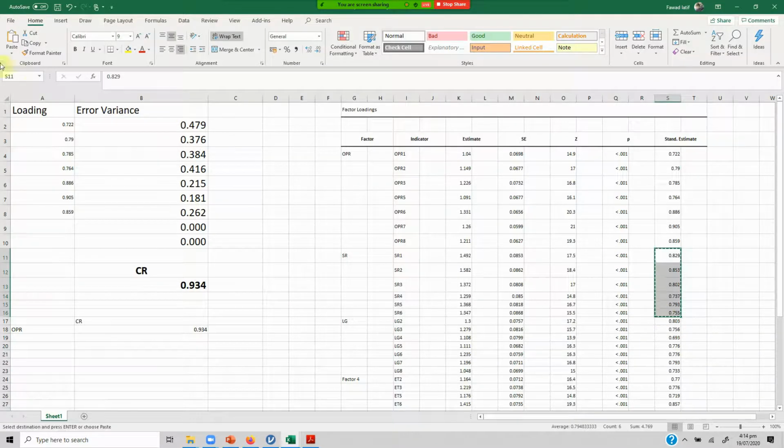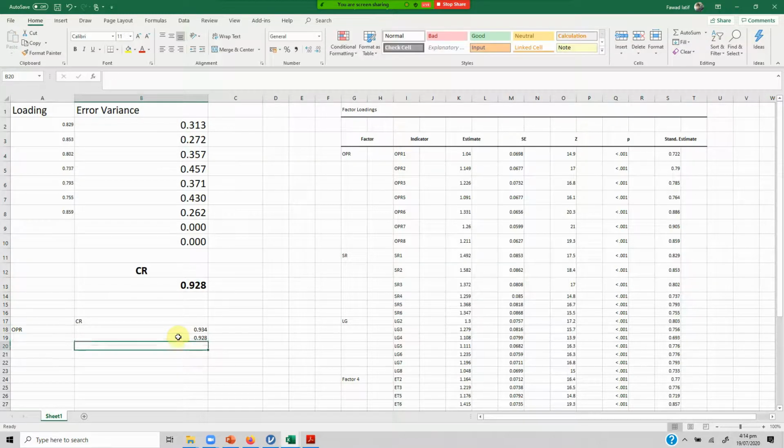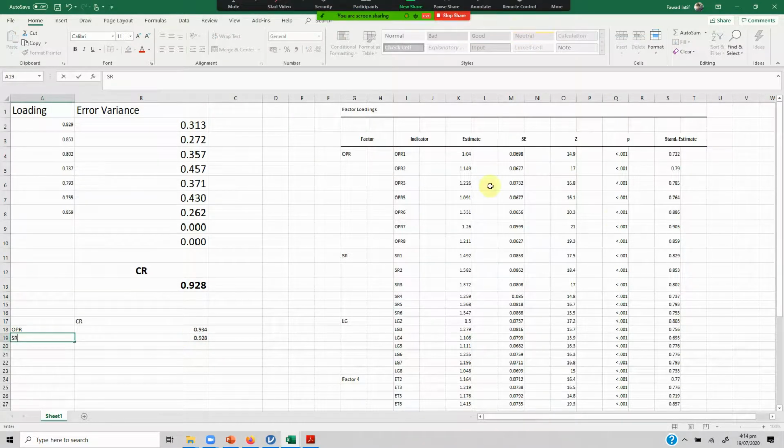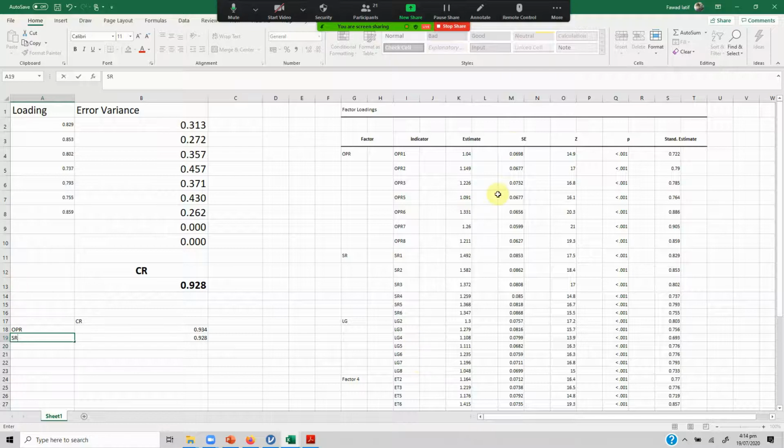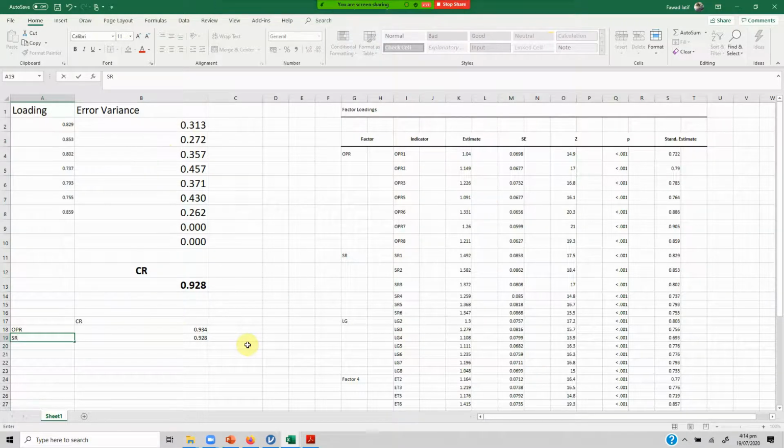Let's do it for stakeholder responsibility. Just copy it, paste it here. So 0.928. Same, so on and so forth, you can do for all the latent variables in your model. Calculate composite reliability and then report it in your research paper. Now, how do you calculate average variance extracted?